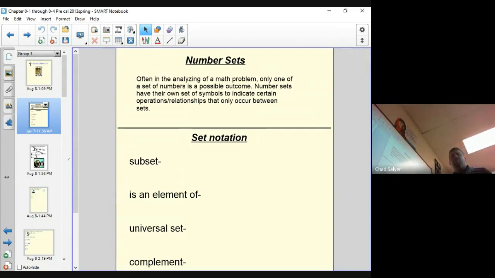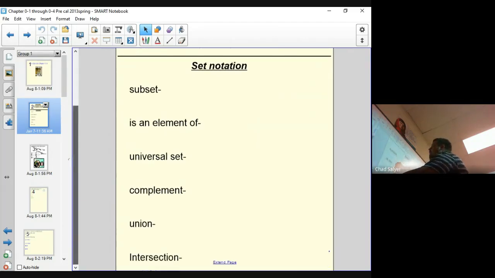So in Algebra 1, typically you would have one and only one solution to a given problem. 2x plus 5 equals 7, x equals 1. However, late in Algebra 1, and also in Algebra 2 and the higher mathematics, you've probably encountered problems that had multiple solutions. We call that a number set. So in analyzing a problem, if more than one solution is possible, you'll have a set of numbers that solves that problem. So we're going to work with sets a lot.